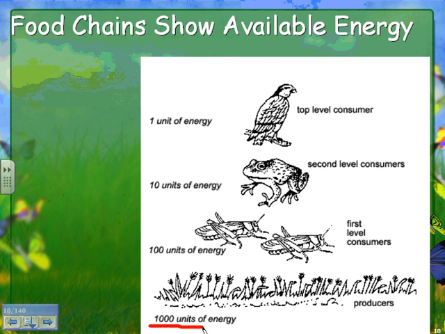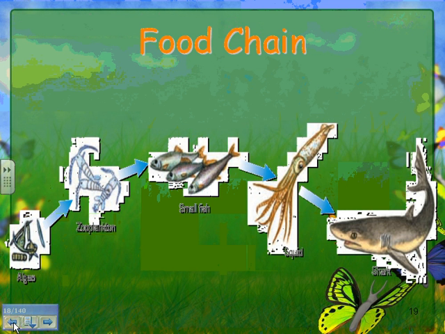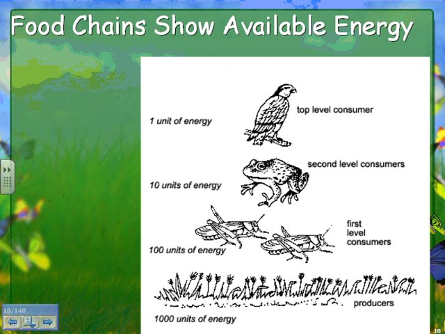So if there are 1,000 units of energy in the producers, then just cut out a zero. There's only going to be 100 units of energy in the first level consumers. And cut out another zero, and you're going to have 10 units of energy in the second level. And then cut out another zero, and you've got 1 unit of energy. So in other words, about 90% of the energy is lost at each step of the way.